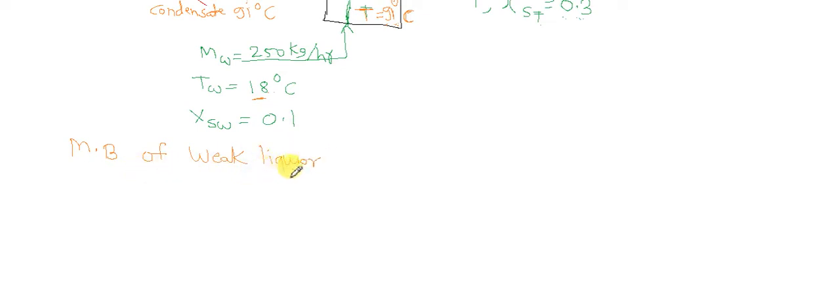Material balance of weak liquor. So what is material balance? We have the total material balance equation, mw is equal to mv plus mt. This equation we already know: the weak liquor quantity equals the flow rate of water vaporized plus the flow rate of thick liquor generated during this particular evaporation operation.